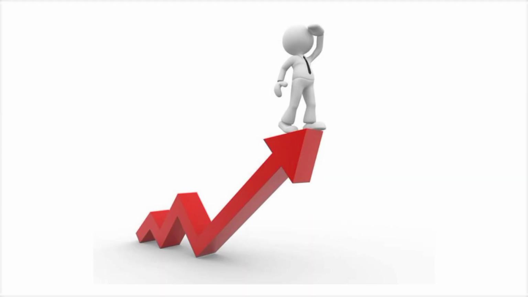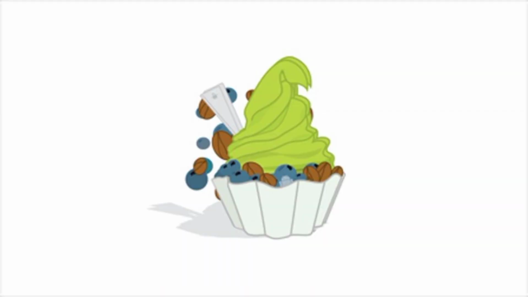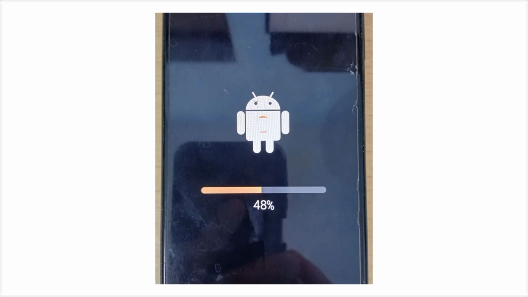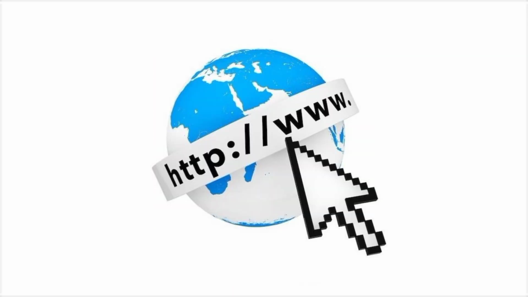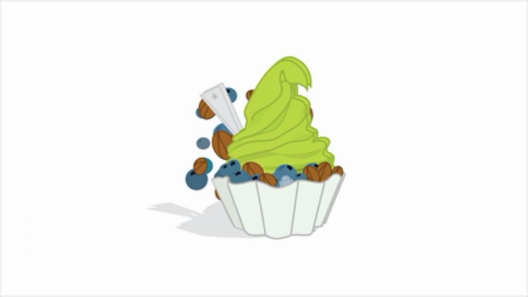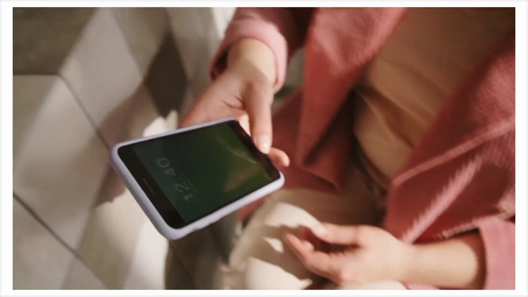Froyo. Released in 2010, Froyo focused heavily on speed and performance. Applications launched faster, web browsing improved, and users gained the ability to turn their phones into Wi-Fi hotspots. These enhancements helped Android become more practical for everyday use.